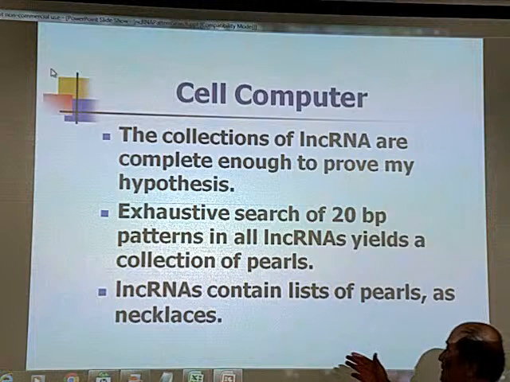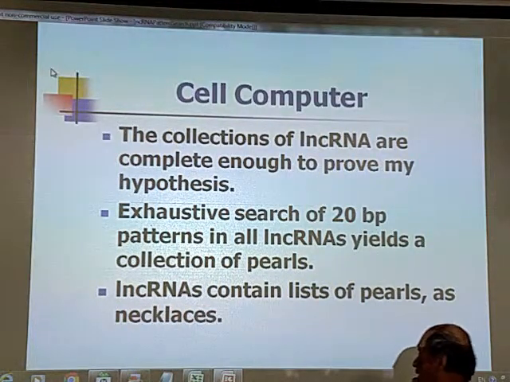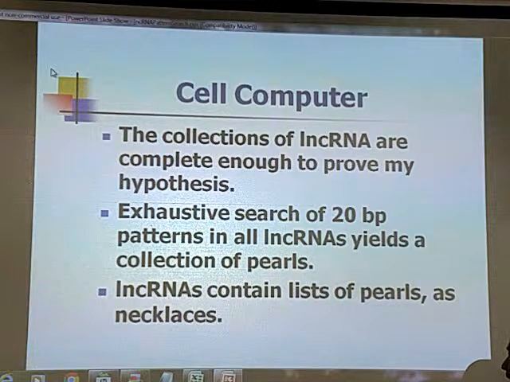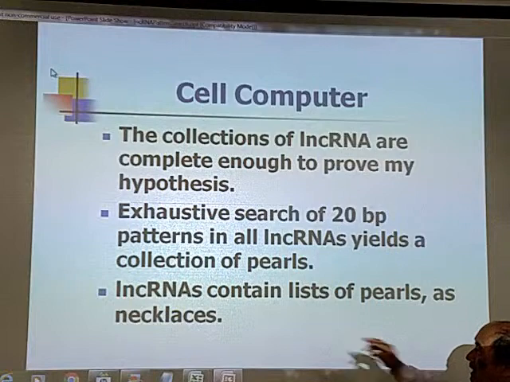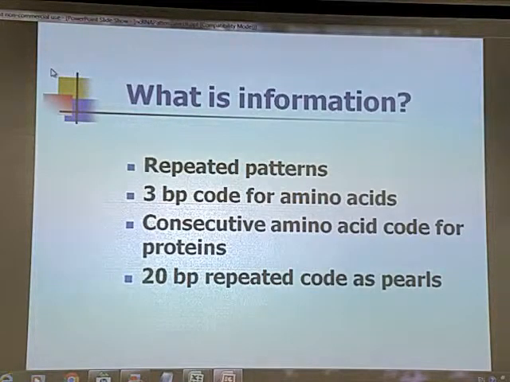And I need to show that the linear non-coding RNA contains lists of the pairs. And so this is what I proceeded to do this month. Okay, so what is information, or bioinformation?